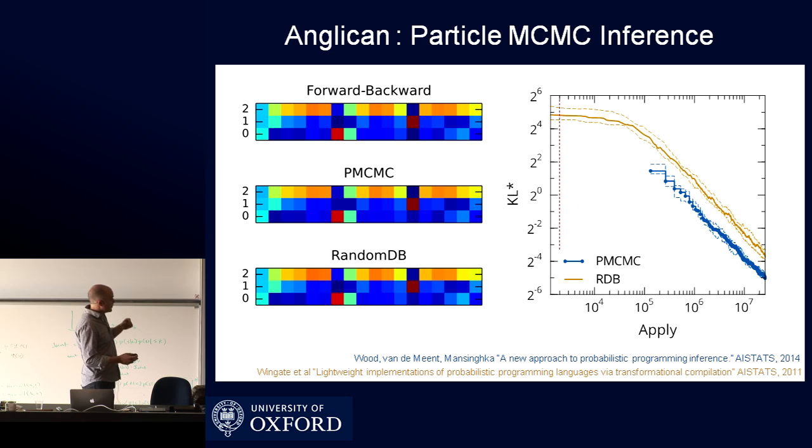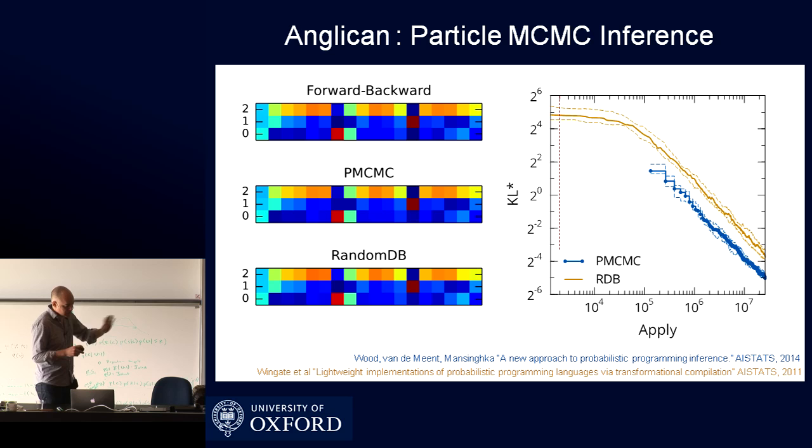So what do I mean by that? Here's a KL divergence between the marginal posterior distribution of the state occupancies for this HMM. This is just one of the models. I'm not going to bore you with all of them.